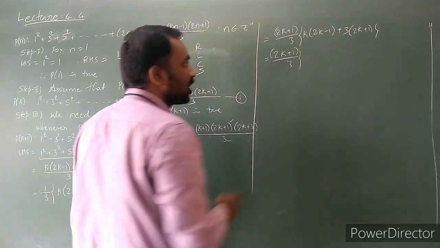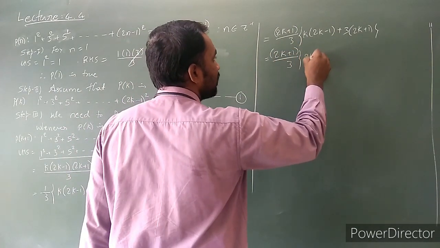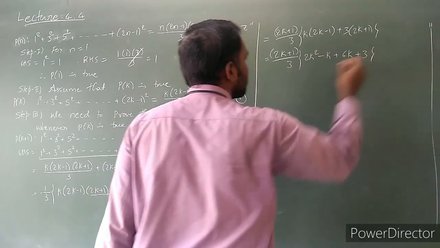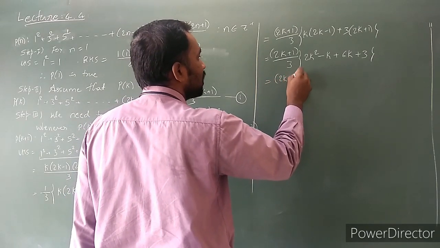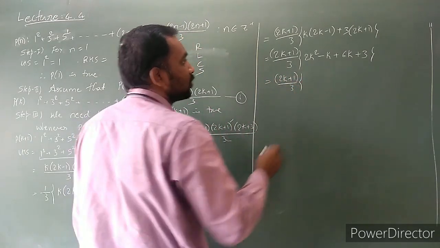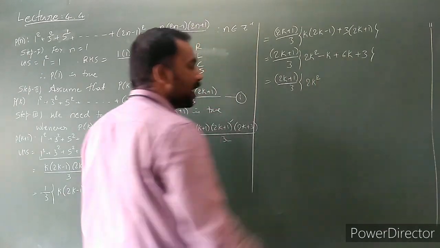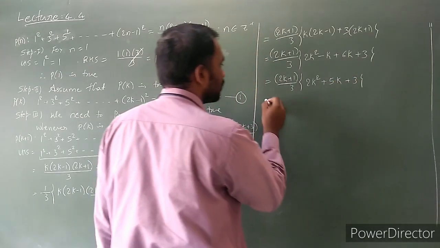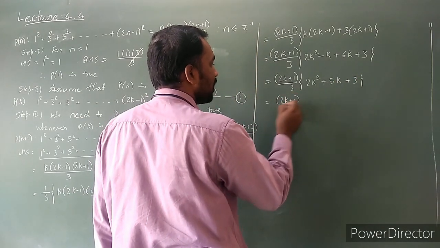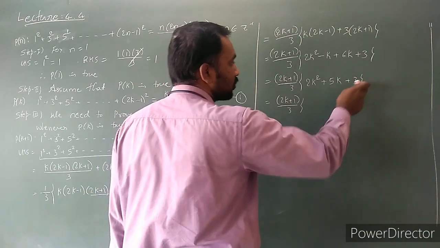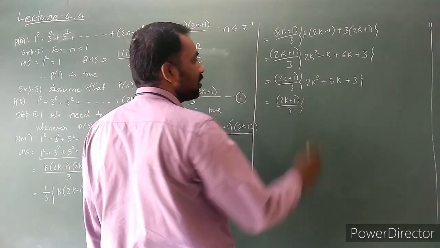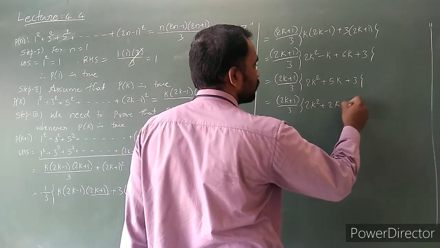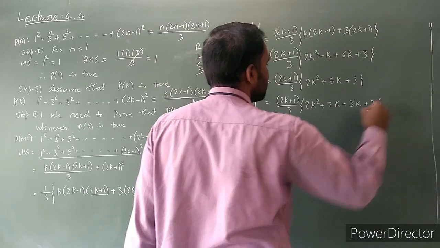Factorize the quadratic, we will get it. Multiply: 2k square minus k plus 6k plus 3. Okay. (2k plus 1) divided by 3. 2k square as it is, minus k plus 6k is plus 5k, plus 3. Okay. Multiplying, we should get the 3; 2 threes are 6. Adding or subtracting, we should get the 5. How do you split? That is 2k square plus 2k plus 3k plus 3.